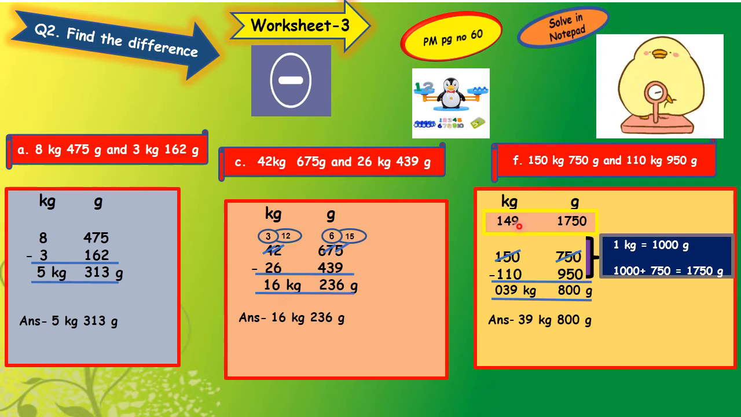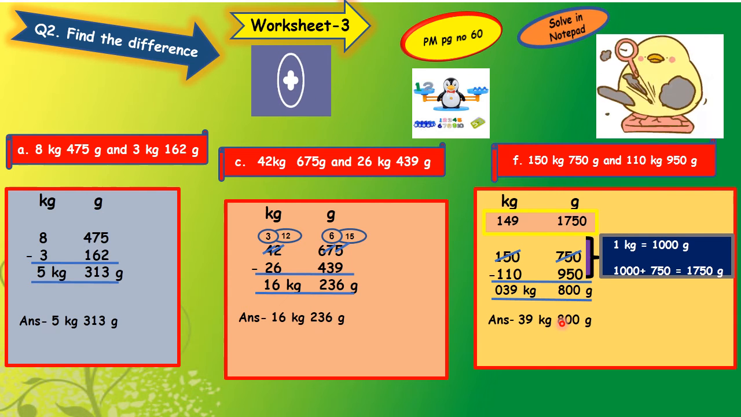And in kg section, 9 minus 0 is equal to 9, 4 minus 1 is equal to 3, and 1 minus 1 is equal to 0. So our final answer will be 39 kg 800 grams. Hope you understood, children.